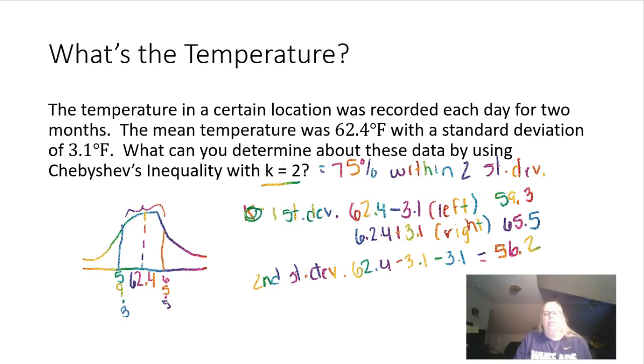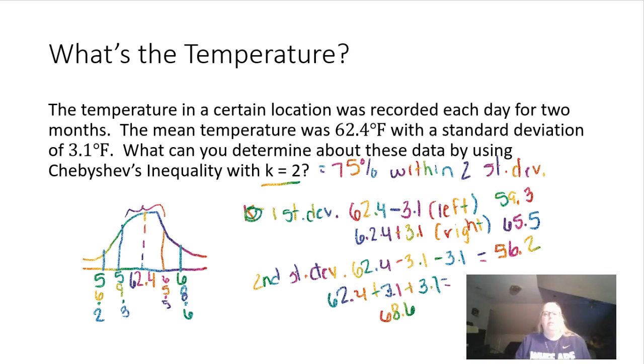And then when I go the other direction, so I'm going to move to the right 2 standard deviations. That means we're going to take our mean, 62.4. We're going to add 3.1. Then we're going to add 3.1 again. So that's 1 standard deviation, 2 standard deviations. And that gives me 68.6. So on my picture over here, my second standard deviation to the right is 68.6, and my second standard deviation to the left is 56.2.